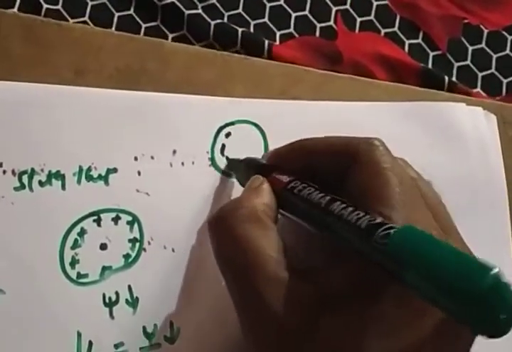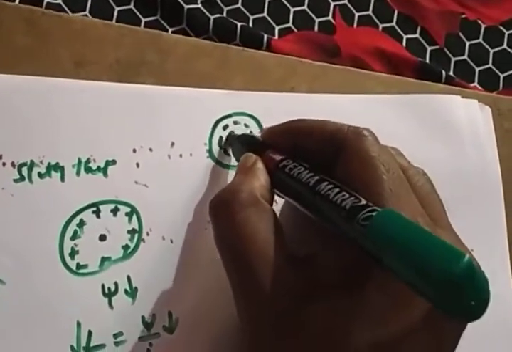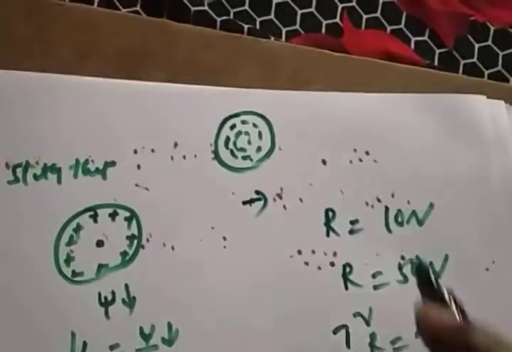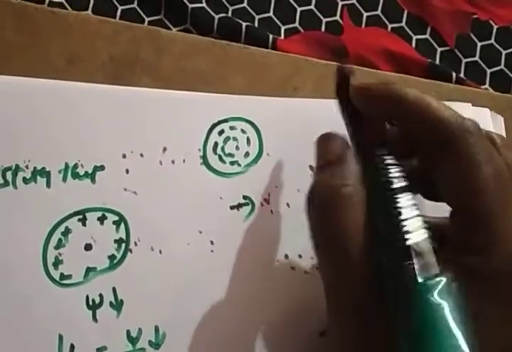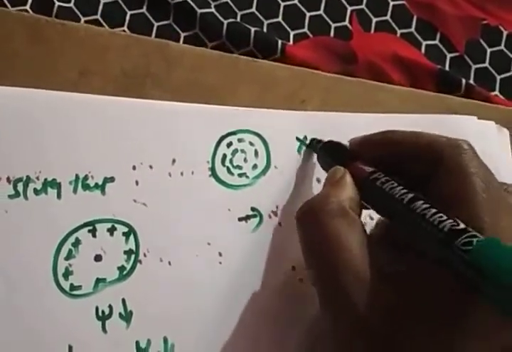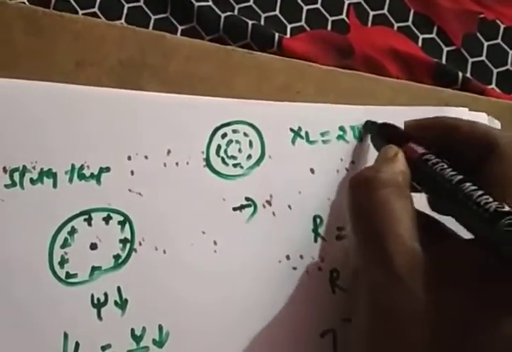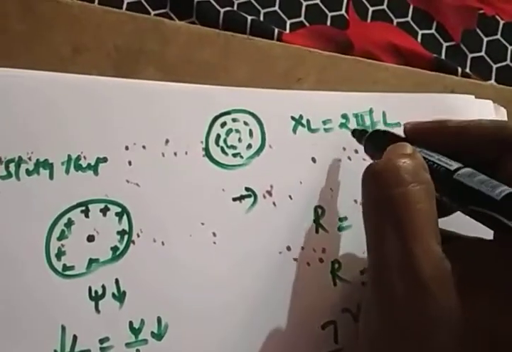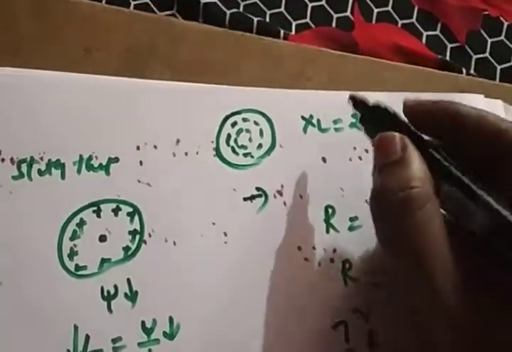If you take the DC conductor here, this is a DC conductor and these are the different layers. At the center, what about the inductive reactance? Inductive reactance is equal to 2 pi f L. In DC, is there any frequency? There is no frequency.